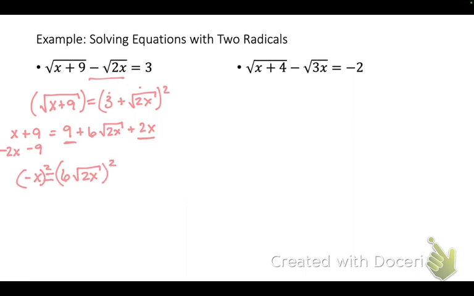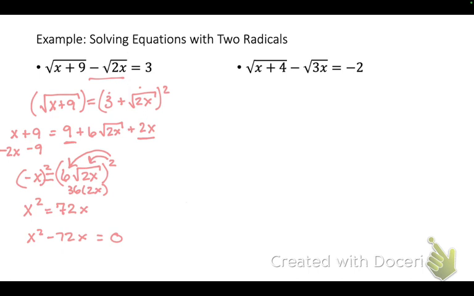So negative x squared is x squared. Remember this 2 goes to what? Both. So this is going to be 36 times 2x. So that would be what, 72? 72x. So it's quadratic, so I have to set it equal to 0. So x squared minus 72x equals 0.